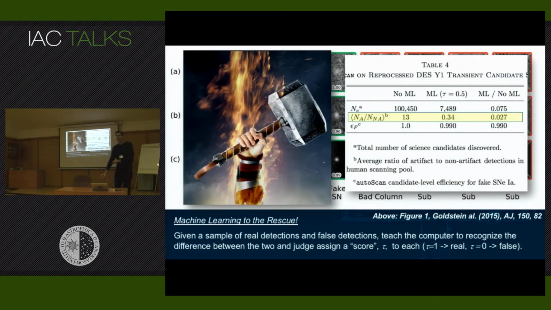Okay. A complaint about this is that if you have a hammer, then everything looks like a nail. The group that did this had a machine learning hammer, and they applied it very successfully. But part of the reason why these images have so many false positives is because the algorithms to do image subtraction weren't sufficiently good for them.